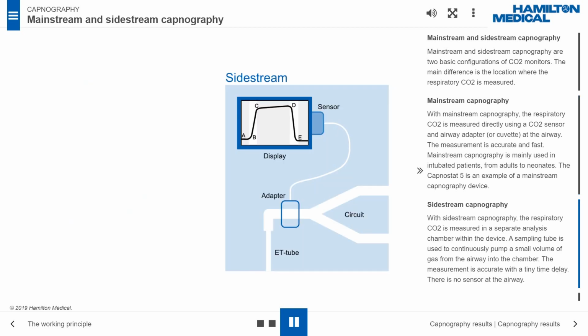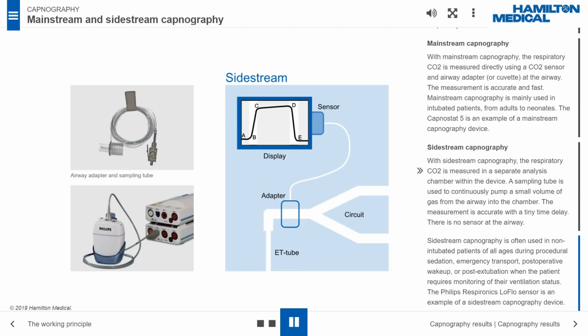Sidestream capnography. With sidestream capnography, the respiratory CO2 is measured in a separate analysis chamber within the device. A sampling tube is used to continuously pump a small volume of gas from the airway into the chamber. The measurement is accurate with a tiny time delay. There is no sensor at the airway. Sidestream capnography is often used in non-intubated patients of all ages during procedural sedation, emergency transport, postoperative wake-up, or post-extubation when the patient requires monitoring of their ventilation status. The Philips Respironics low-flow sensor is an example of a sidestream capnography device.